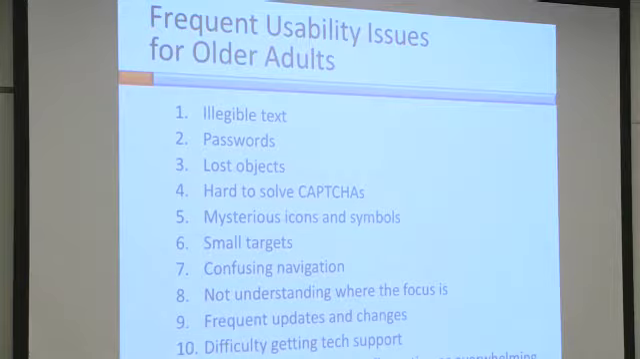And so here are some of the problems that older adults experience. This is an enumeration off the top of our heads. Illegible text, passwords, lost objects, hard to solve CAPTCHAs. Does anyone even know what a CAPTCHA is? Mysterious symbols, small targets, confusing navigation, not understanding where the focus is, frequent updates and changes, difficulty getting tech support, too much information, distracting or overwhelming.